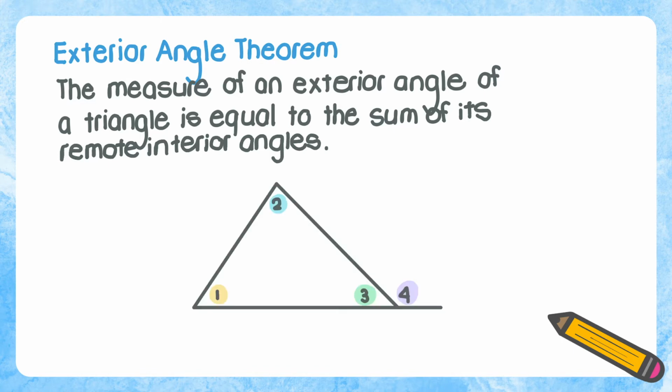So here's the triangle that we looked at from earlier. And the measure of angle 4 equals the measure of angle 1 plus the measure of angle 2. So the measure of the exterior angle equals the sum of its remote interior angles. So we're going to use this exterior angle theorem to solve for some examples.